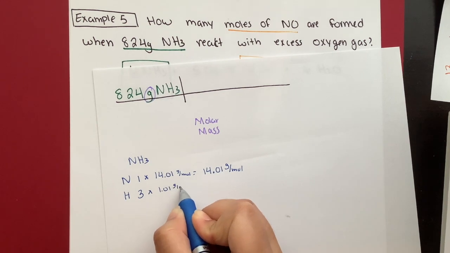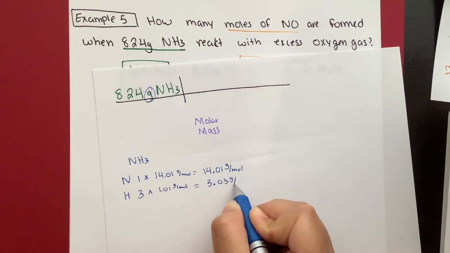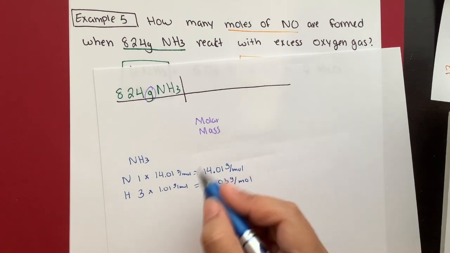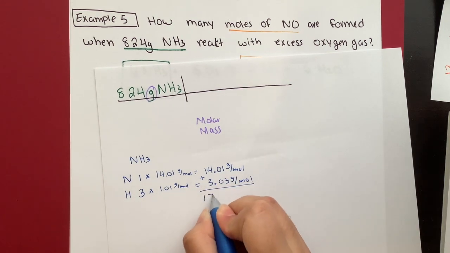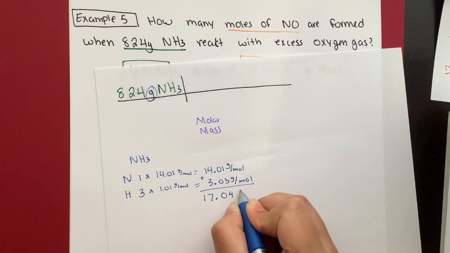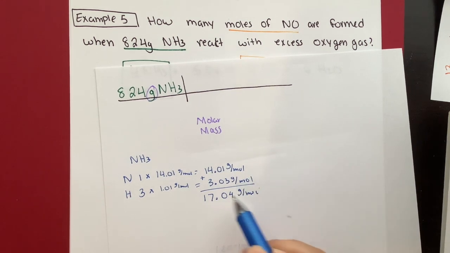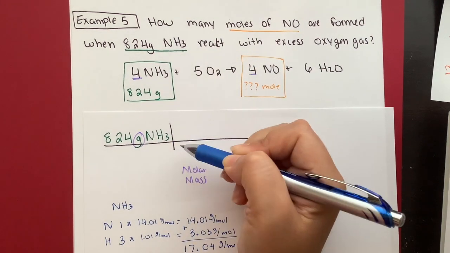1.01 grams per mole times 3 is 3.03 grams per mole. To find the mass of the whole compound, I add it, and it gives me 17.04 grams per mole. Remember that the molar mass tells you how many grams are in 1 mole of that compound. So now up here, I'm going to go back to my problem.